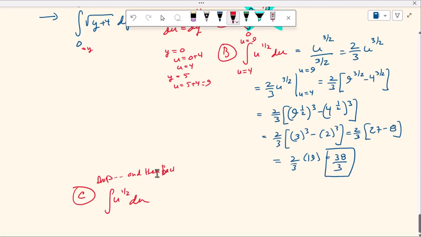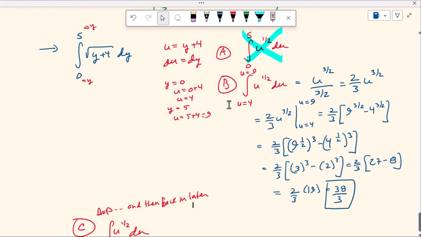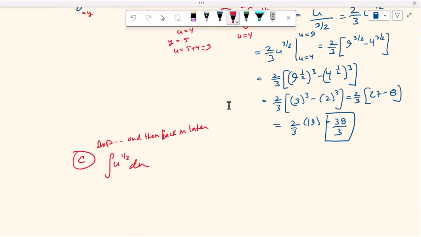Now the problem with that is sometimes you'll forget to do that. So my preference would be B, change the limits of integration if possible, and then you don't have to make that substitution back. But let's see how this works.